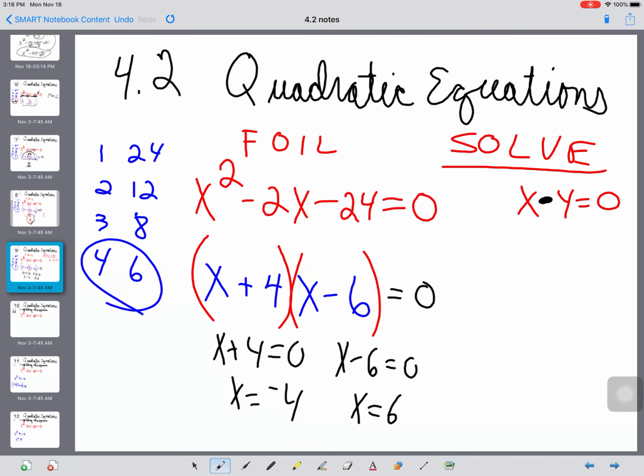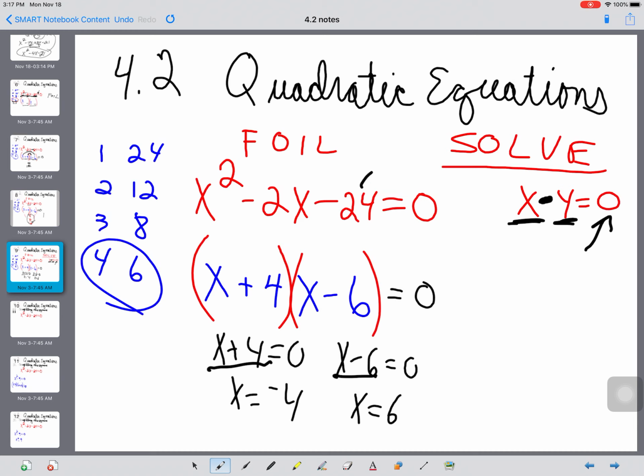If I have two things multiplied together and the answer is 0, that means one of them has to be equal to 0. The only way to multiply x times y together and get an answer of 0 is if one of those is 0. So that's the logic we use at this point. I've got x plus 4 times x minus 6 equals 0. So one of those has to be 0. Take each one, set them equal to 0.